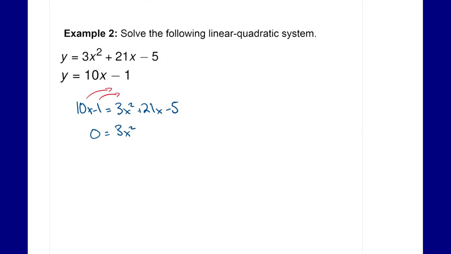So 3x squared, then 21x minus 10x is plus 11x, and then minus 5 plus 1 gives minus 4. So 3x squared plus 11x minus 4. Now that we've moved everything over, we set it equal to 0. Now our goal is to either factor or use the quadratic formula.